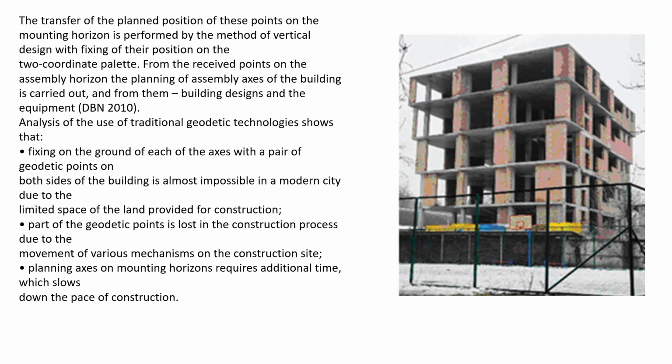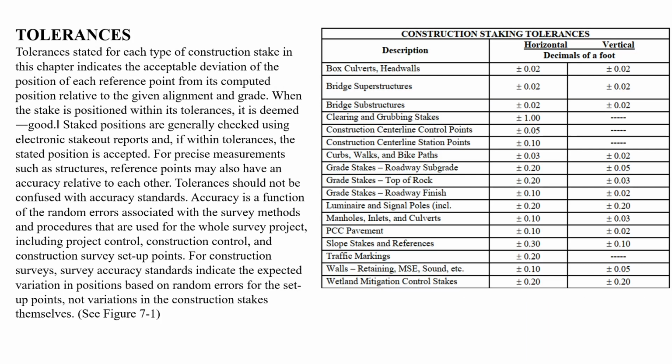Analysis of use of traditional geodetic technology shows that fixing on the ground of each of the axes with a pair of geodetic points on both sides of the building is almost impossible in a modern city due to the limited space of the land provided for construction. Part of the geodetic points is lost in the construction process due to the movement of various mechanisms on the construction site. And planning access on mountain horizons requires additional time which slows down the place of construction.